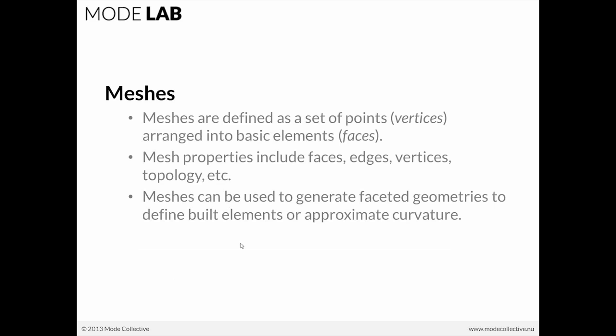Some of the additional properties we can gather from the mesh are faces, edges, vertices, and how those vertices are connected. That's our topology. And typically meshes are understood as faceted geometries, and they're nice because they can help us easily define built elements, parts that compose something else that we're going to make. We can also use them to more loosely define or approximate a curving surface.